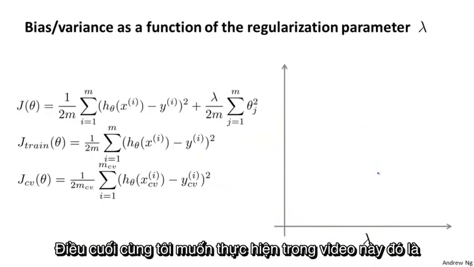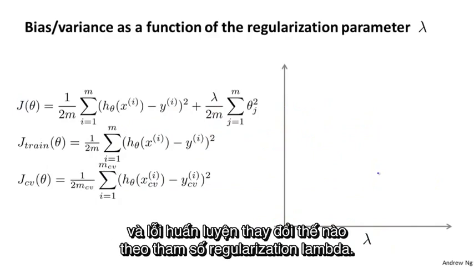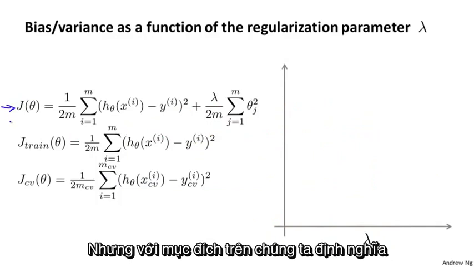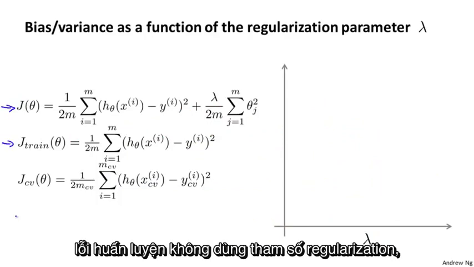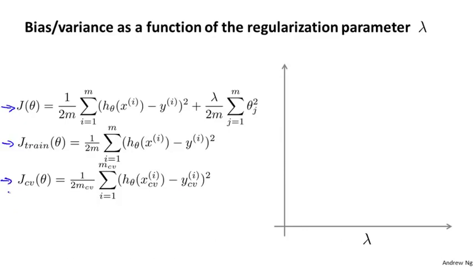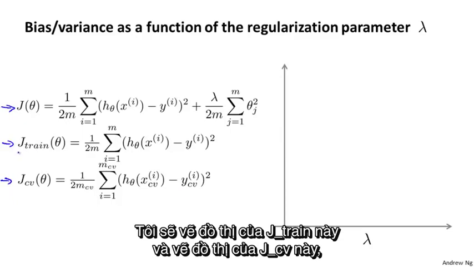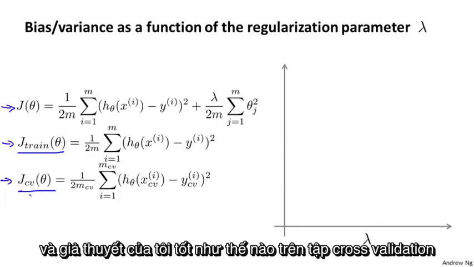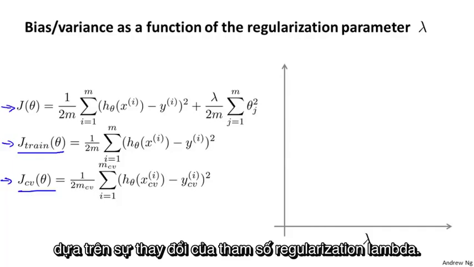The last thing I'd like to do in this video is get a better understanding of how cross-validation and training error vary as we vary the regularization parameter lambda. And just a reminder, that was our original cost function J of theta, but for this purpose we're going to define training error without using the regularization parameter and cross-validation error without using the regularization parameter. And what I'd like to do is plot this J-train and plot this JCV, meaning just how well does my hypothesis do on the training set, and how well does my hypothesis do on the cross-validation set as I vary my regularization parameter lambda.